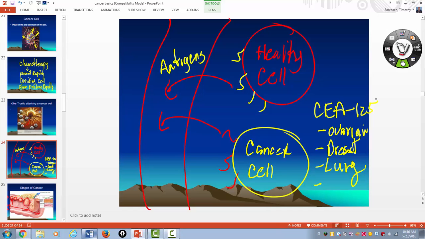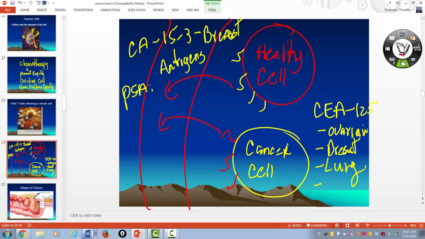right? There's another antigen called CA 15-3, and that's a little more specific for breast cancer. And then you have, of course, the prostate specific antigen for prostate cancer.